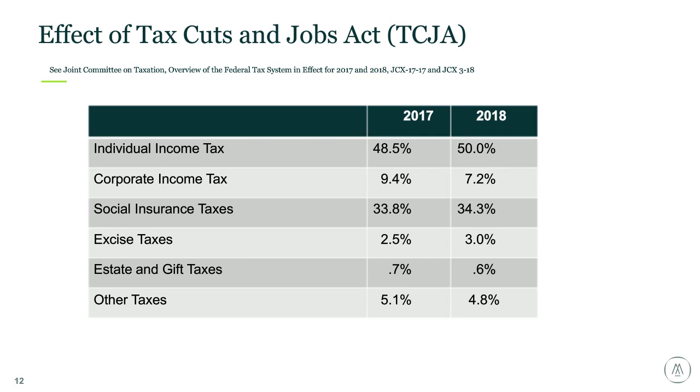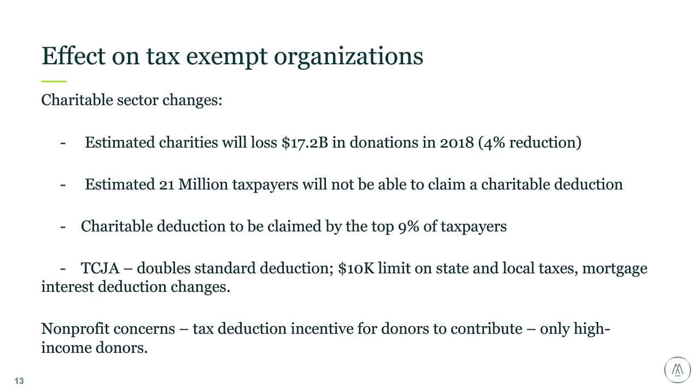Okay. If we think of tax reform and effects to the charitable sector, right now it's estimated charities will lose about $17.2 billion in donations in 2018. That's a 4% reduction. It's estimated 21 million taxpayers will not be able to claim the charitable deduction, and that the top 9% of taxpayers are the ones that will get the deduction. So it's really skewed to higher income taxpayers that can itemize.